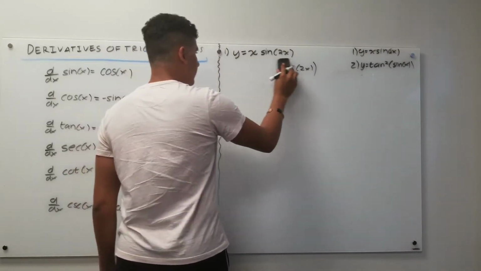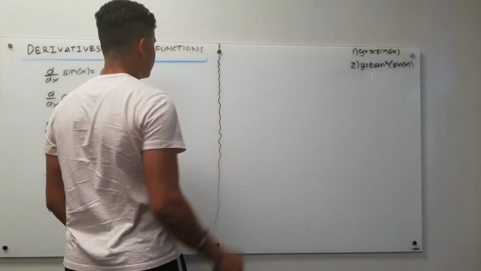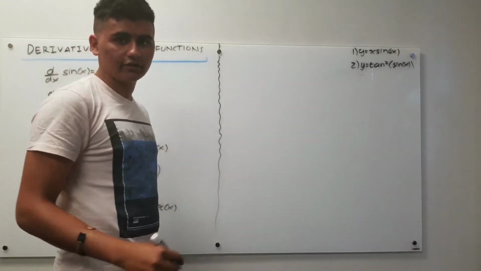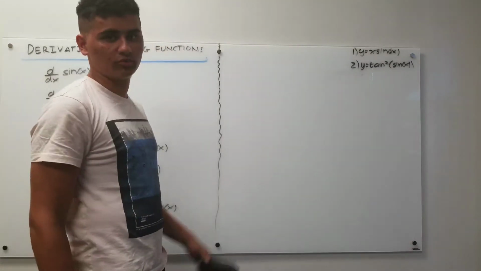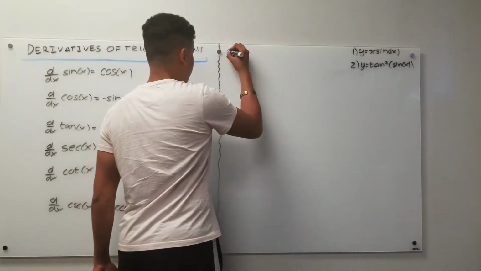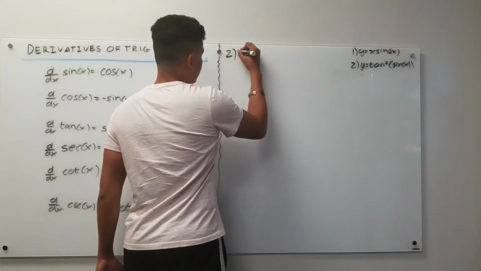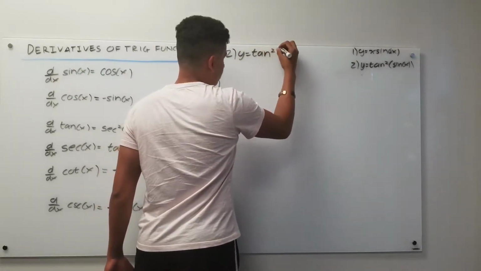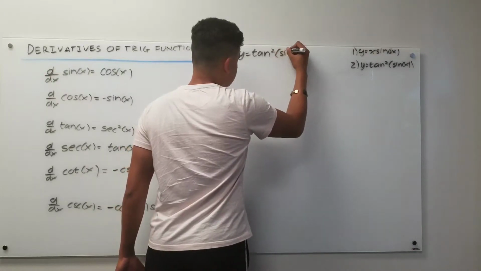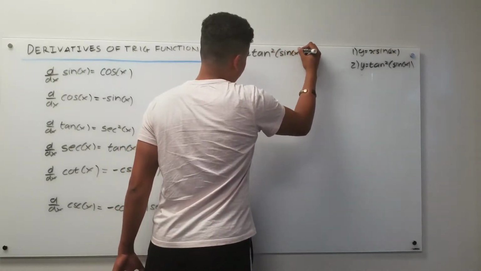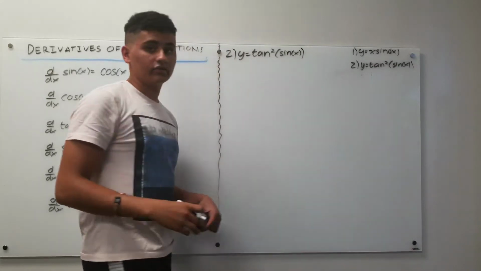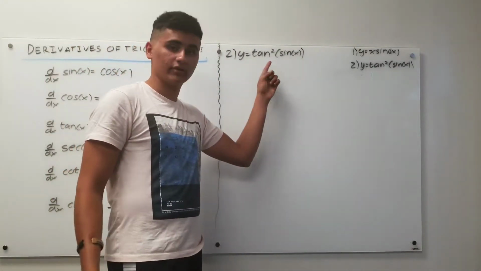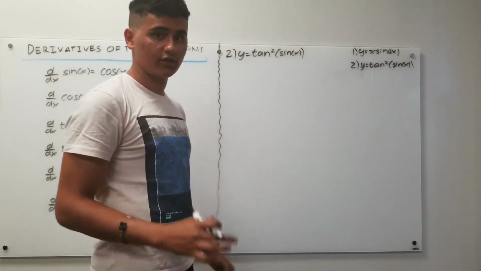The main thing about these trigonometric problems is that you have to know these formulas by heart and be able to plug in the values whenever you're given, because otherwise these are just normal derivatives. So number 2, y is equal to tan squared of sine x. Now I know this looks very complicated, but when it comes down to it, it's just a little bit of chain rule, because there's a function inside of another function.